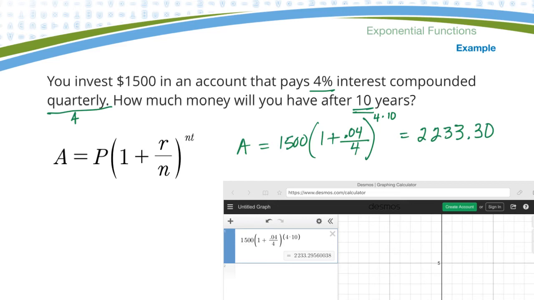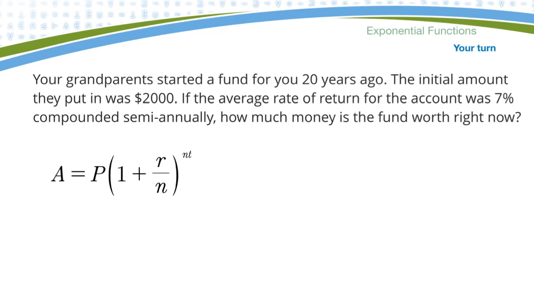2,233.30. Okay, you try one. Your grandparents 20 years ago started a fund for you. They put 2,000 bucks in. If you're getting an average rate of return of 7%, which is real high, how much money are you going to have now? You try it and then press play and see how you do.